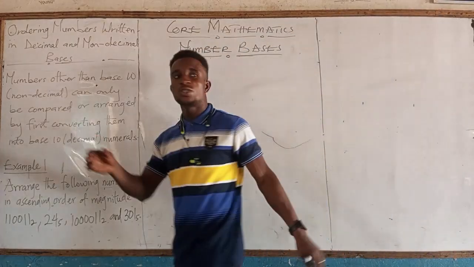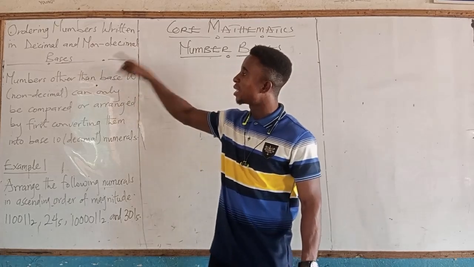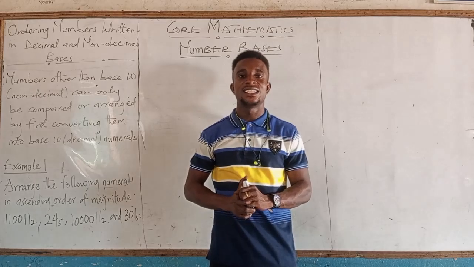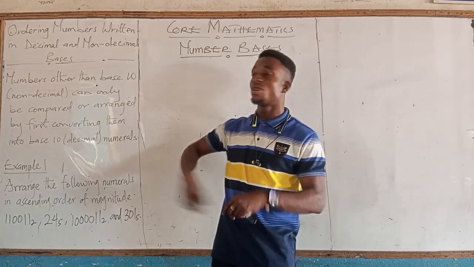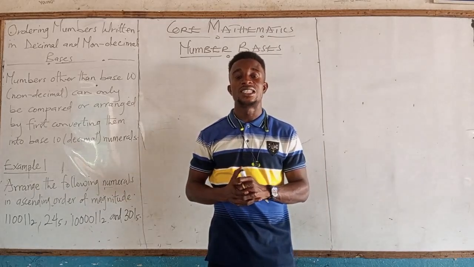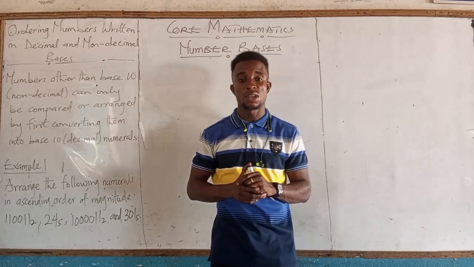Okay, so in today's lesson, we are going to be looking at ordering numbers written in decimal and non-decimal bases. Are we getting that? So we are going to be ordering, comparing, arranging numbers written in decimals and non-decimal bases. Please, are we getting that?